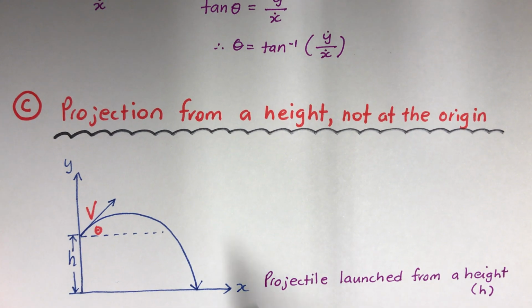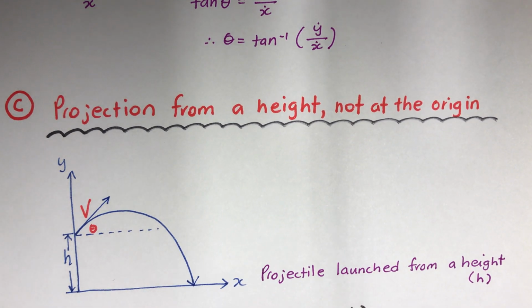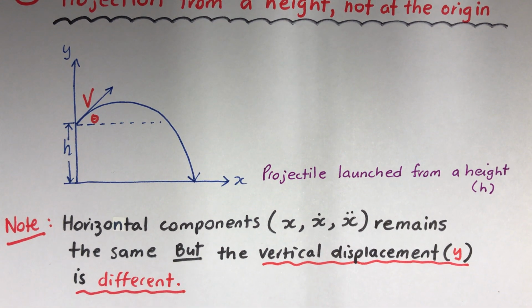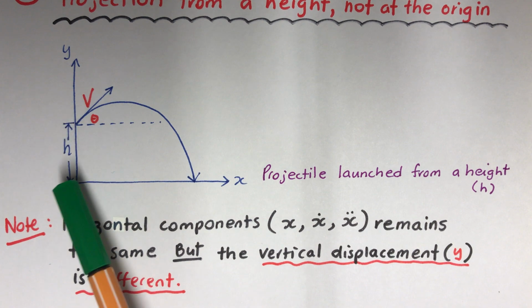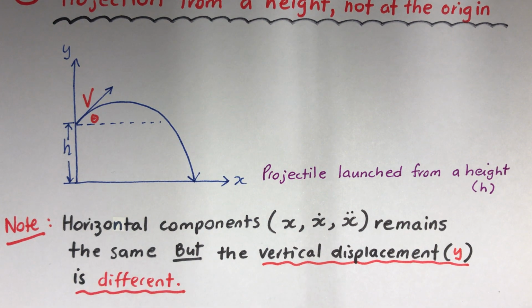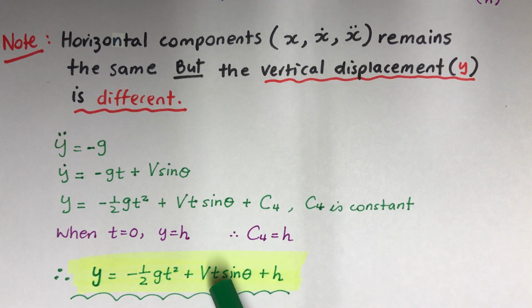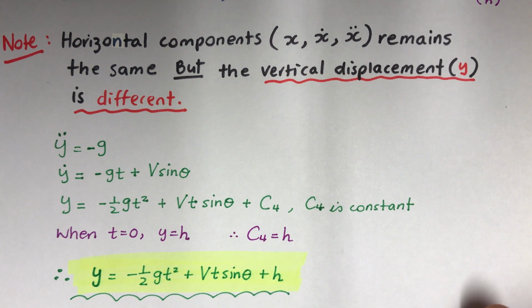Okay, so what happens if a projection is not from the origin, it's from a height? It looks like this. The only thing it's going to make a big impact on is the vertical displacement. Everything else will be exactly the same, because it starts at a height. So the only thing that will be different is the vertical displacement y. Here, instead of the constant becoming zero, it becomes h, which makes sense. Well, let's have a look at the question.